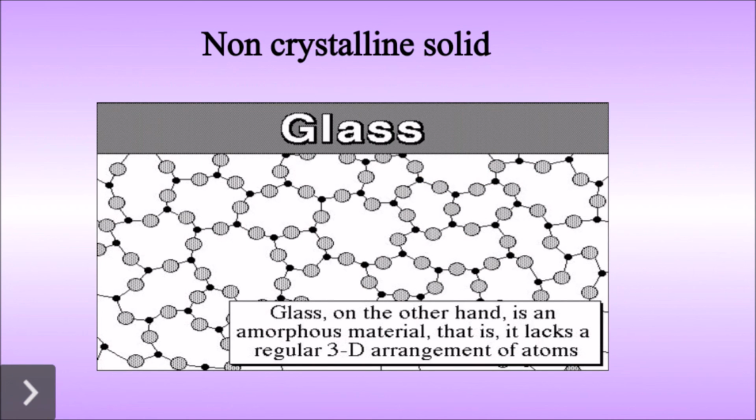First we defined the crystalline solid and their types, and now the second is non-crystalline solid. The example of the non-crystalline solid is glass, and glass is an amorphous material that lacks a regular 3D arrangement of atoms.